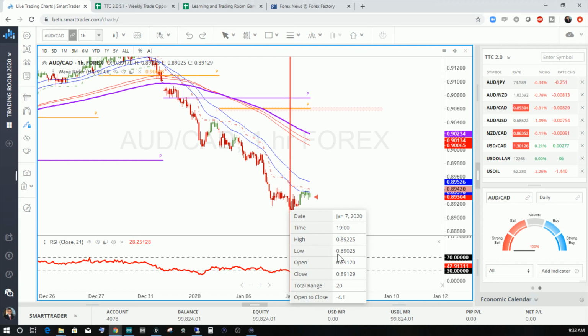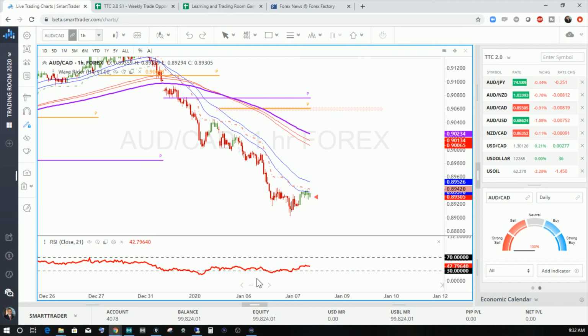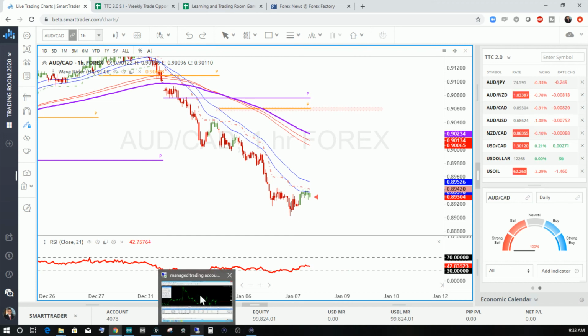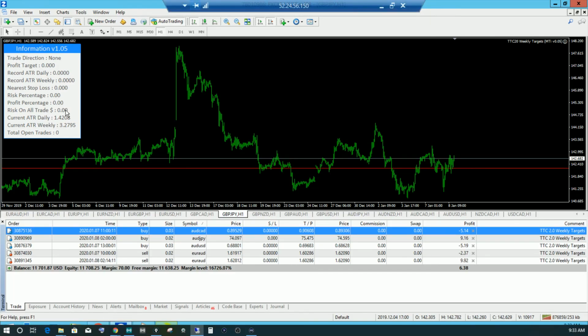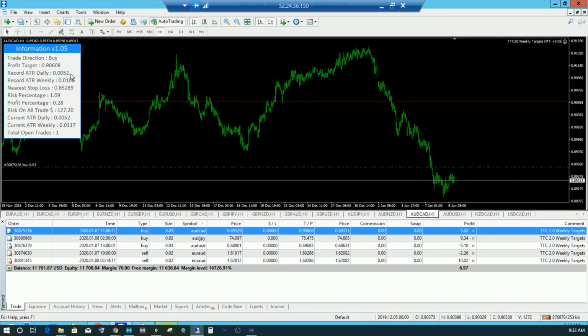Let me see a low here. Yeah, you see here 89.02. So our entry point would have been, and I think our EA is going to tell us where the next entry point is going to be at. Let's take a look here. Yeah, we're exactly, where's that pair right here? Aussie CAD. There it is. 52. Yep, 52 pips away from the second entry point.